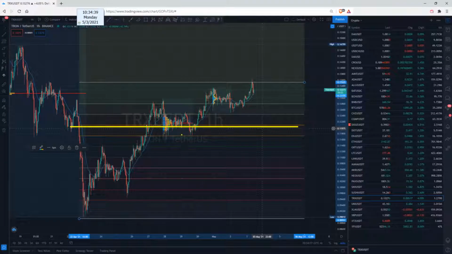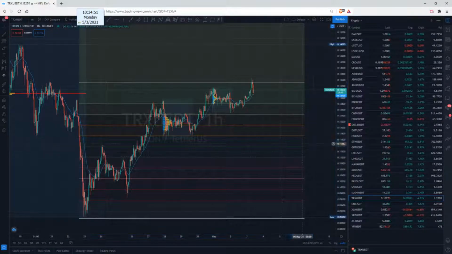12 cents. Right back at that POC cluster, too. And previous structural lows. Jeez. How many things do you want to add to that 12-cent mark, huh? Great zone of interest on Tron. It's just got to pull back a little bit.